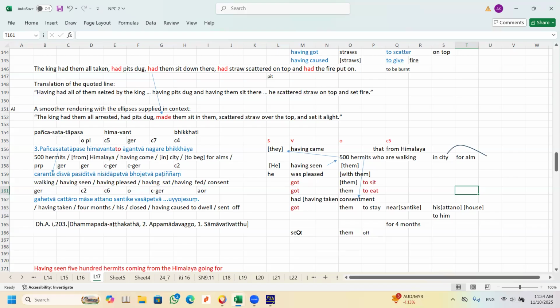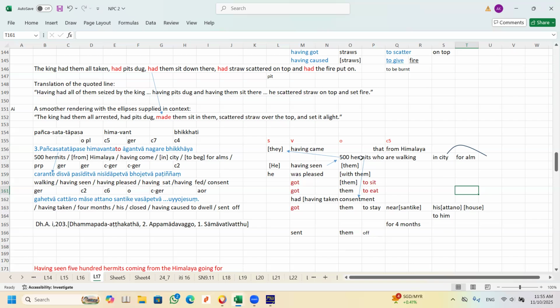Then, okay, send them off. Can you see the one is "send off"? The word is only "send off". Technically, it's referred to as sending the monk off. And then you can see here, 4 months. In 4 months, I'm going to send them off.